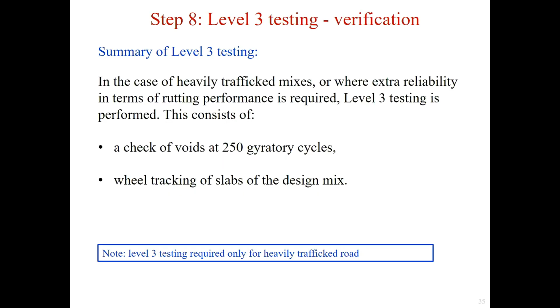In previous slides, we discussed level 1 and level 2 testing. Level 3 testing is the testing for verification. It is only required for heavily trafficked roads or where extra reliability in terms of rutting performance is required. It has 2 parts: the check of the air voids using a gyratory compactor at 250 cycles and wheel tracking of the asphalt slabs.